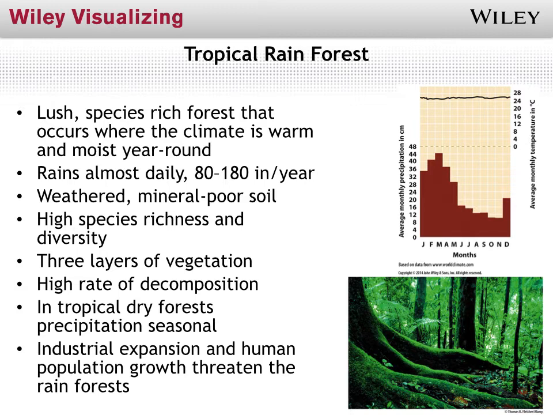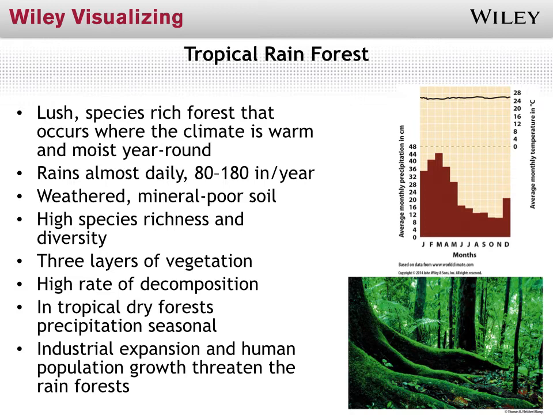Typically, the tropical rainforests are characterized by multiple layers of vegetation, typically 3 layers where you have a ground layer, a medium shrub or tree layer, and an upper canopy of trees. But you can also have several layers, more than that, within a tropical rainforest.